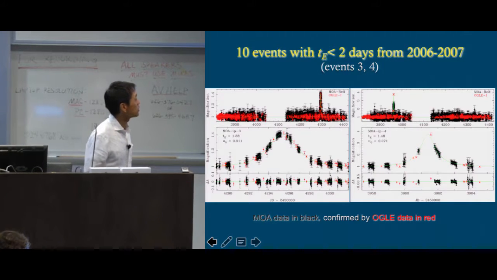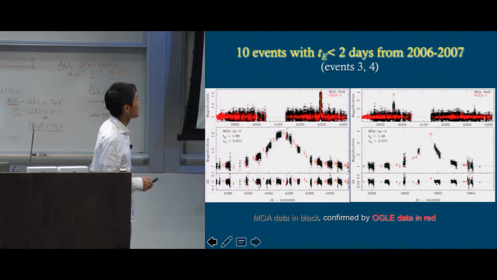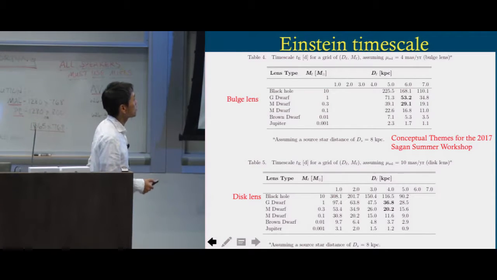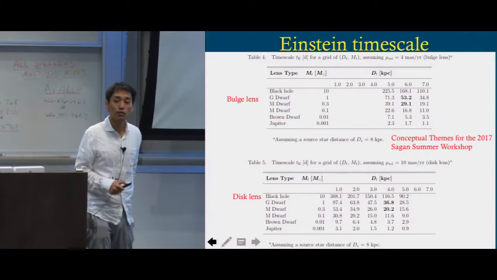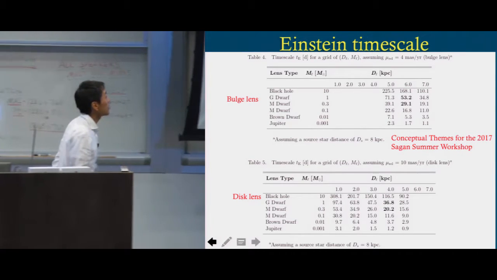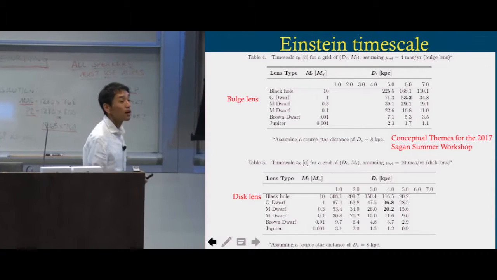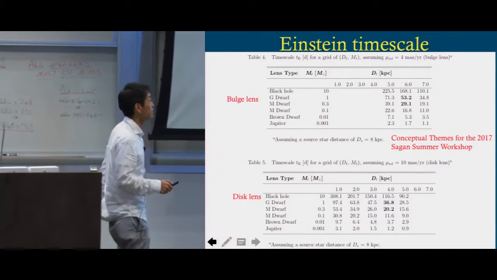So here are another 2 examples of such a short event. The black is MOA data, red is OGLE. So if you see this conceptual theme prepared by Jennifer and Kaylin, that's Table 4 and 5, which show the typical Einstein timescale for the various mass and distance of the lens.